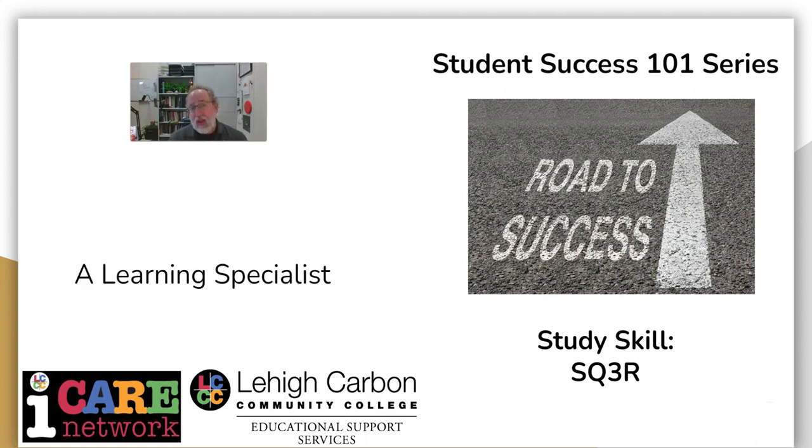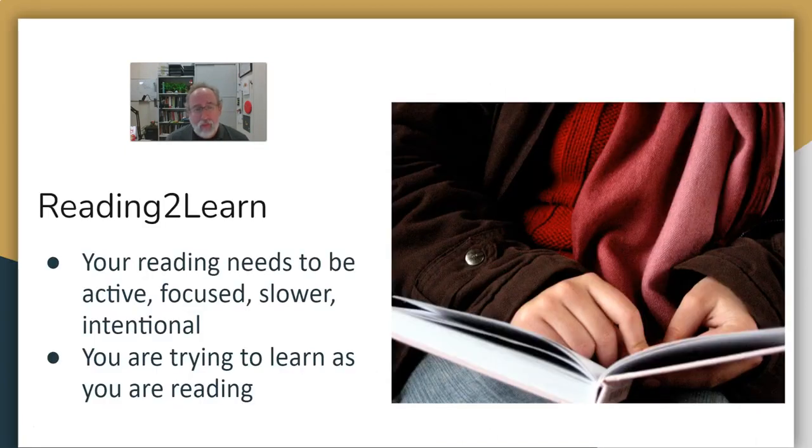Today we're going to be looking at a study skill called SQ3R. Remember, while you're in college, you're reading to learn. Your reading needs to be active, focused, slower, and intentional. It doesn't need to be perfect. I'll emphasize that too: it doesn't need to be perfect. But it needs to be active, focused, slower, and intentional, because you're trying to learn things as you're reading.